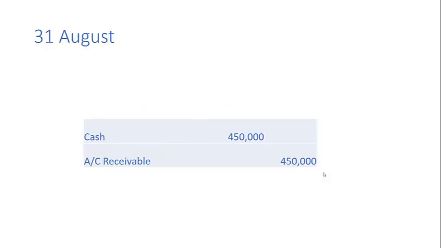On the 31st of August, payment is received, and this is just pretty straightforward. We have a receipt of cash and the extinguishment of the account receivable.